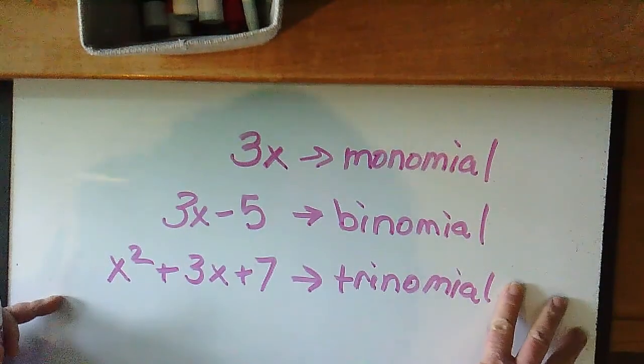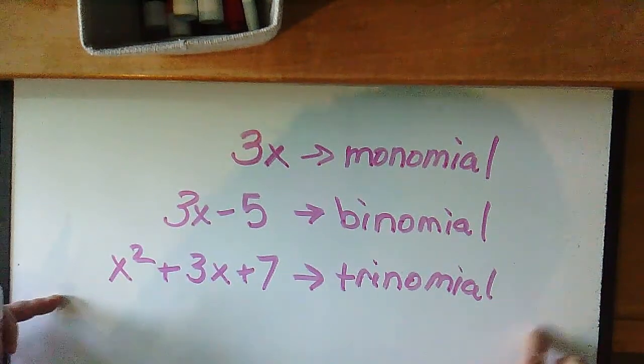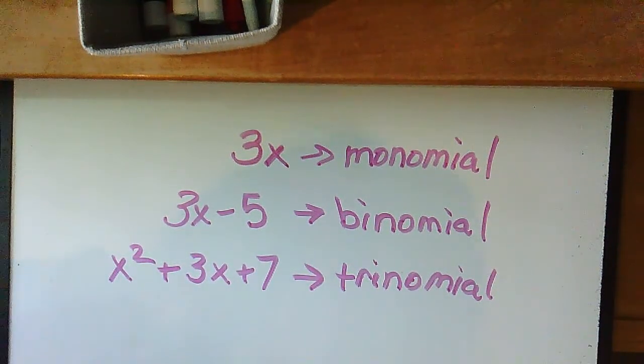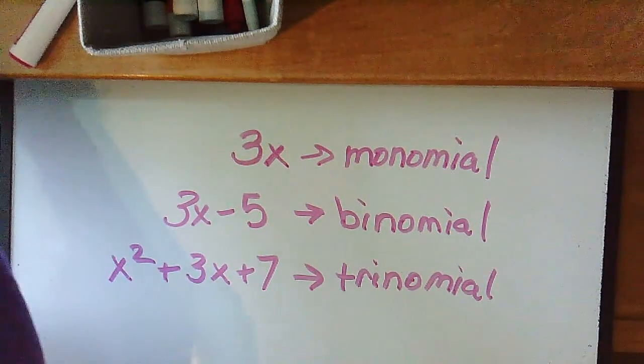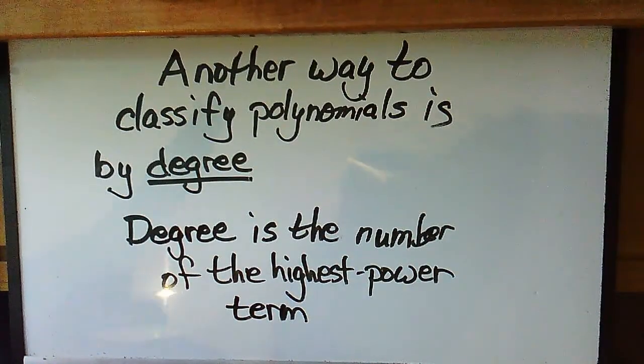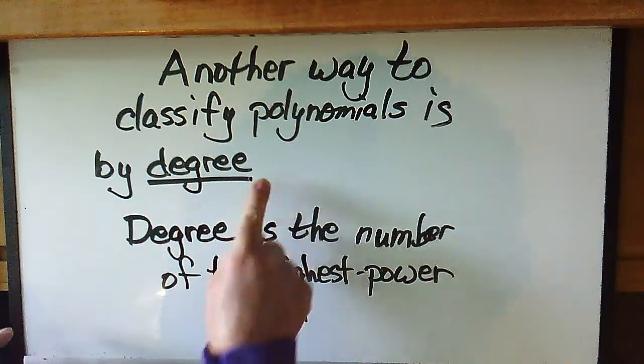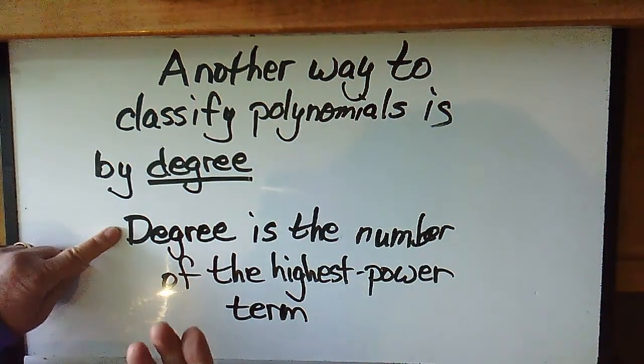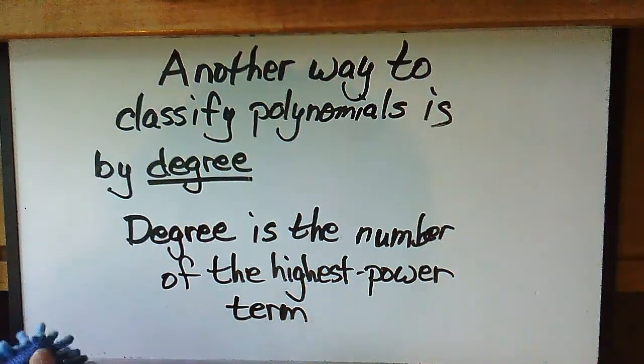I invite you at any time to stop this video and take notes. You should take notes on this. And you could also do a screenshot. That works too. So there's more than one way to classify polynomials. You can classify them by the number of terms they have, and you can also classify them by degree. And degree is the number of the highest power term. So let's take a deeper dive into what that looks like.